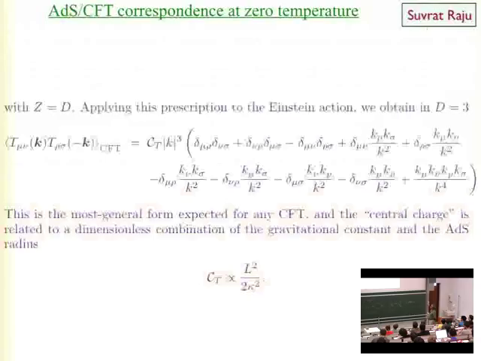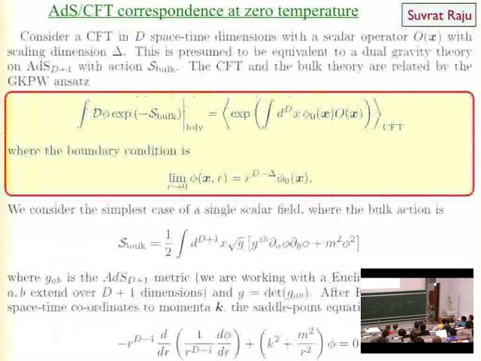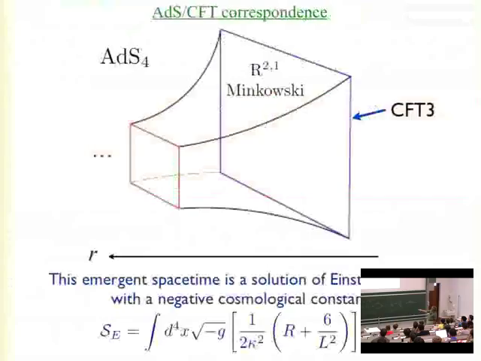This form one can get from just knowing about conformal invariance of the theory, with a pure number out front, C sub T, which is like a central charge. And the central charge turns out to be equal to this parameter here, which is basically Newton's constant and the AdS radius. So there's some dimensionless combination of kappa squared and L, and that dimensionless ratio is the central charge of the theory.